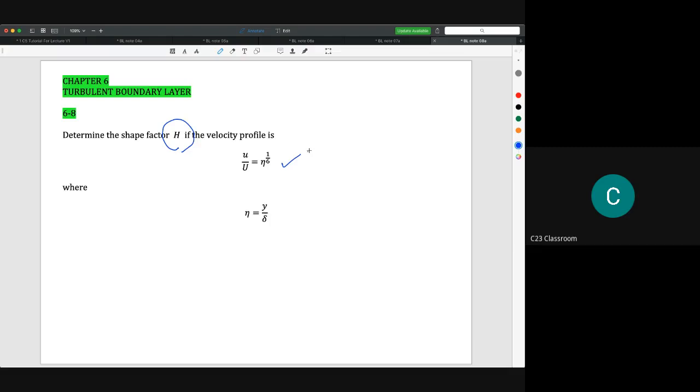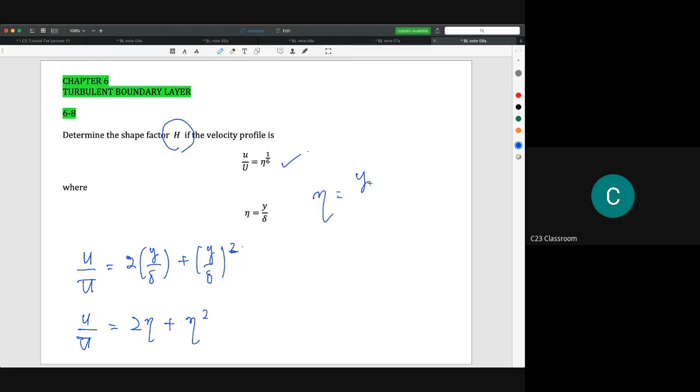Sometimes in a laminar boundary layer, you have, for example, 2 y over delta minus y over delta squared. But another way to write the velocity profile is u over U equal to 2 eta minus eta squared. Sometimes people assume that eta is equal to y over delta. This assumption is actually based on the Blasius solution. If you look back at my notes in chapter 4, we have the term eta equal to y over delta.